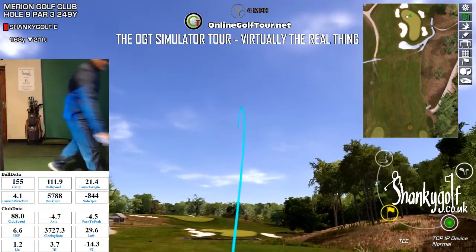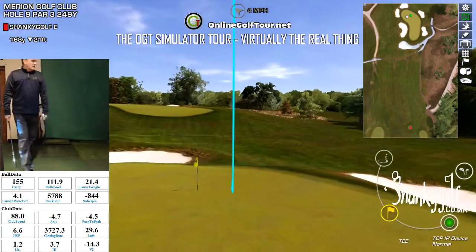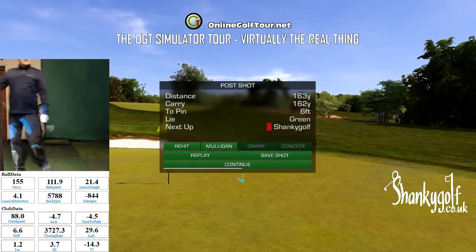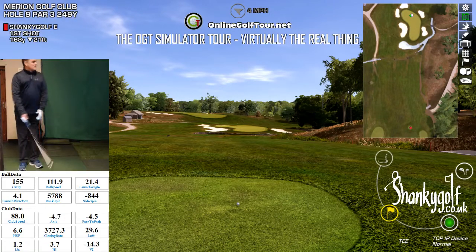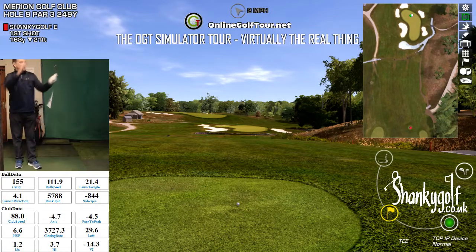It's just boring, isn't it? Same shot over and over. Okay, so that's pretty much that. Just visualise the shot. Visualise where you want it to go. Visualise where you want it to start. That will overpower most things.